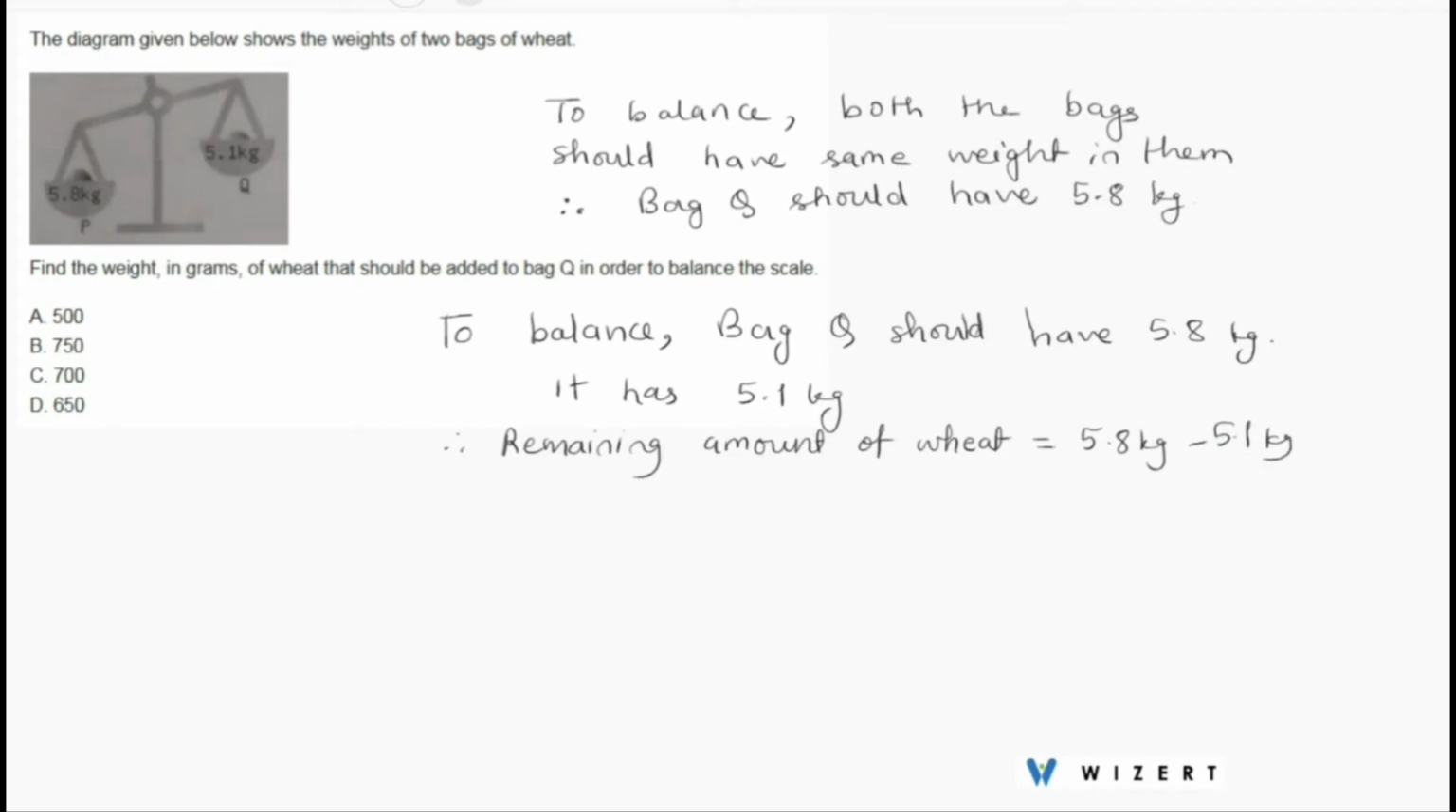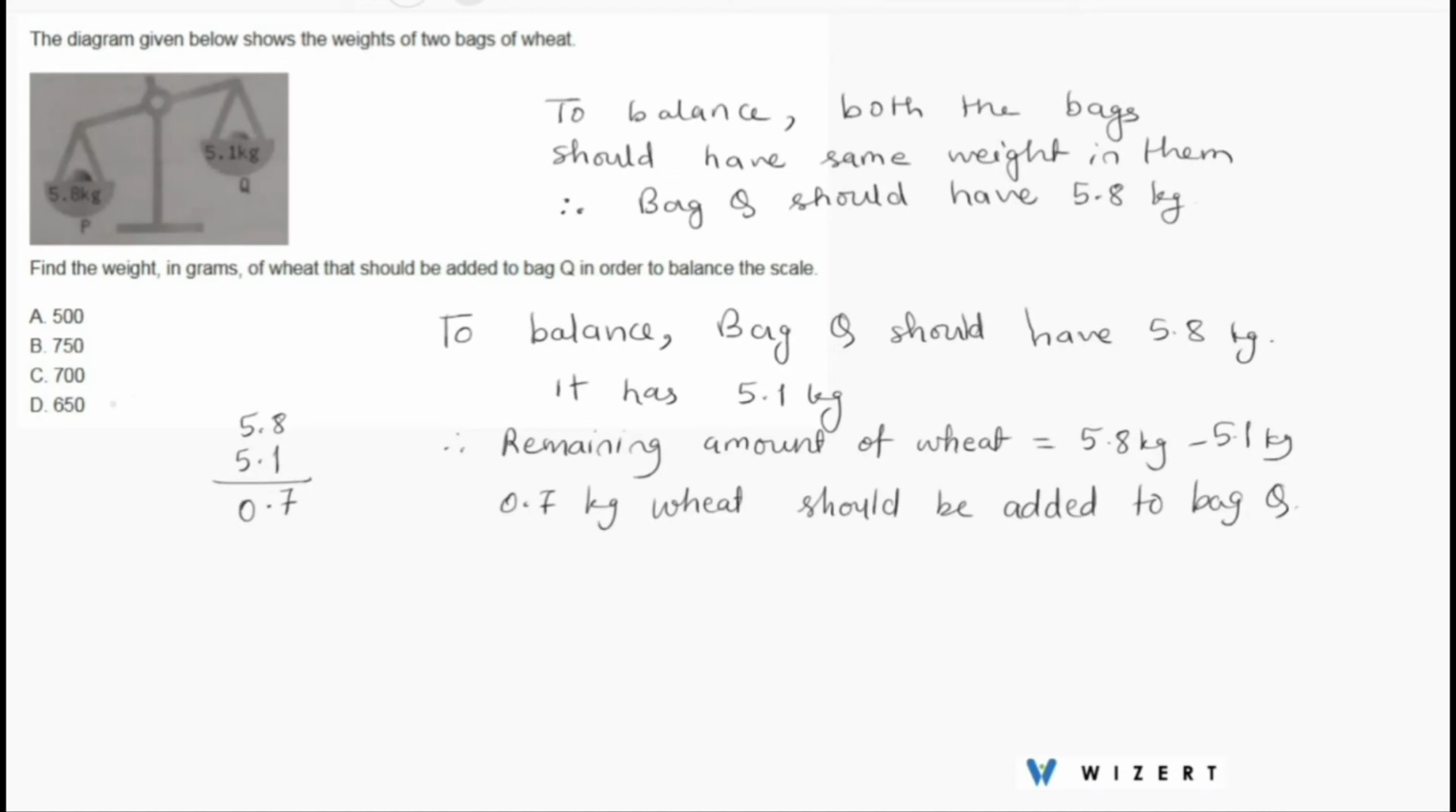So let's perform this subtraction. 5.8 minus 5.1. 8 minus 1 is 7. Decimal point will come here and 0. So 0.7 kg weight should be added to bag Q.